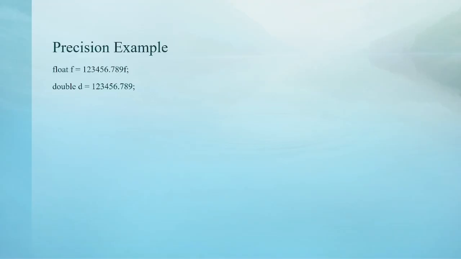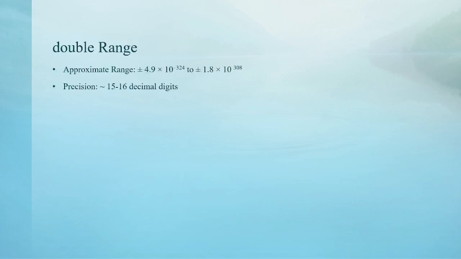Moving on to the precision example, here we have the same decimal value stored in both float and double. But a double can maintain more precision because it has 64 bits compared to the 32 bits for the float. This is why double is commonly preferred when greater decimal precision is required.